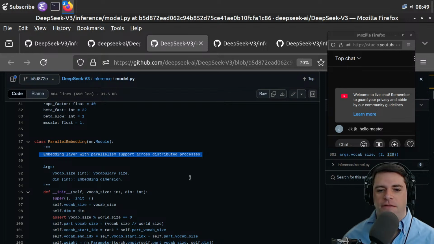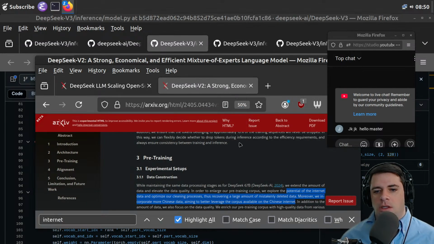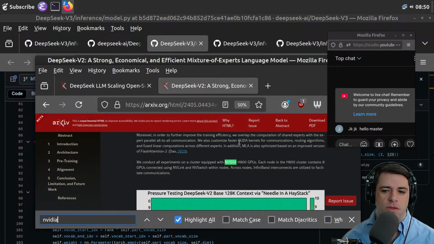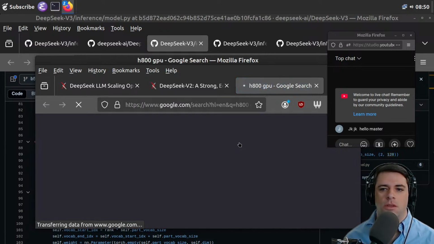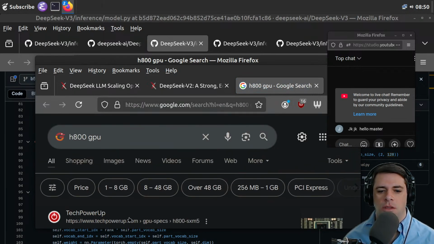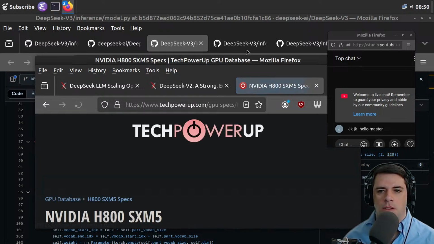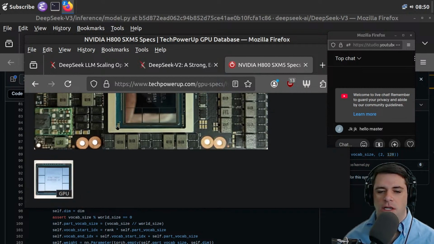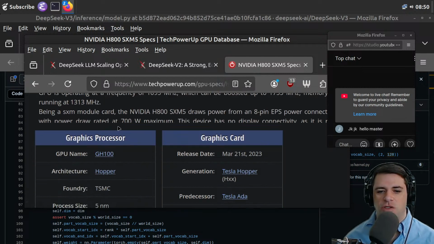So they have some, I forget exactly what kind of cluster they have. They mention in one of the papers that I think they have a cluster of NVIDIA H100s or H200 GPUs. Maybe that's in the 2.0 paper. H800 GPUs. I don't know what that is. It's got a lot of cores. I don't know if that's a lot of cores.